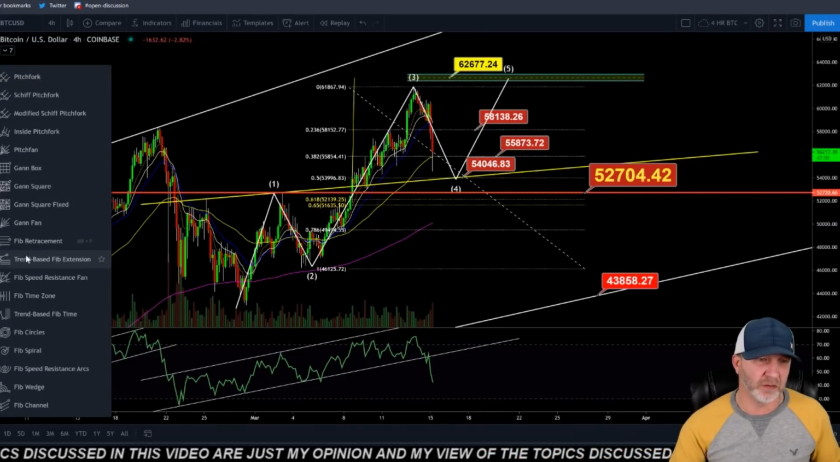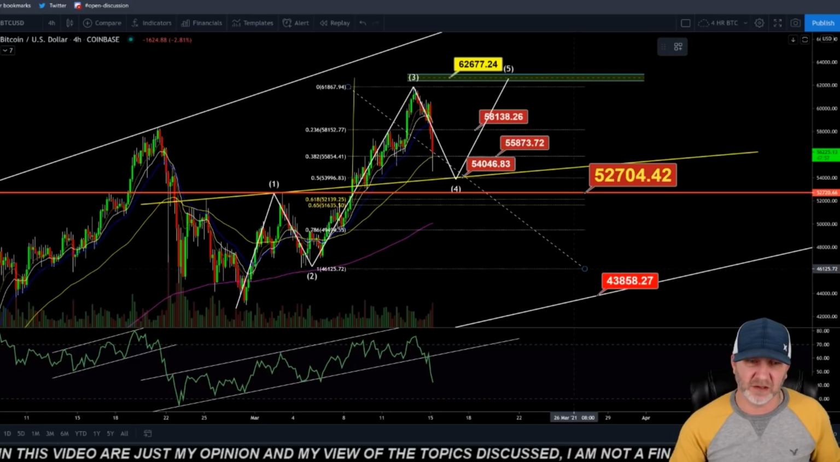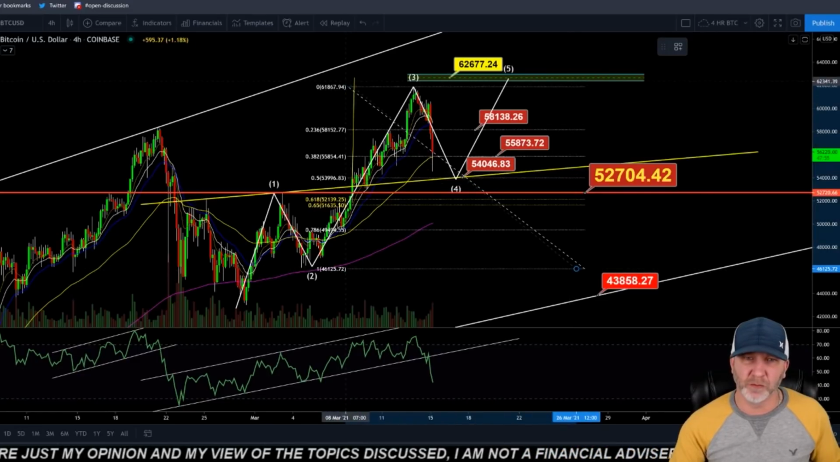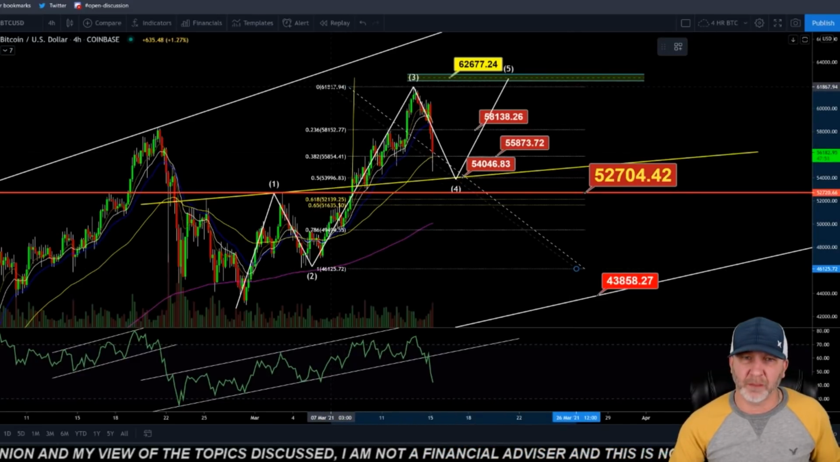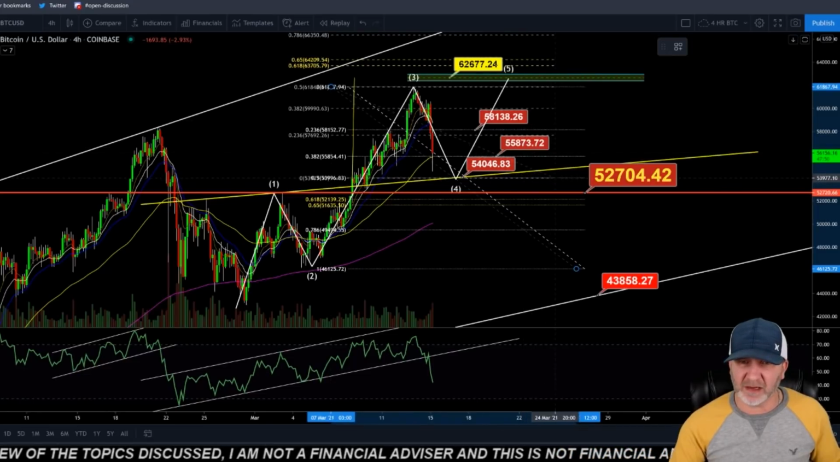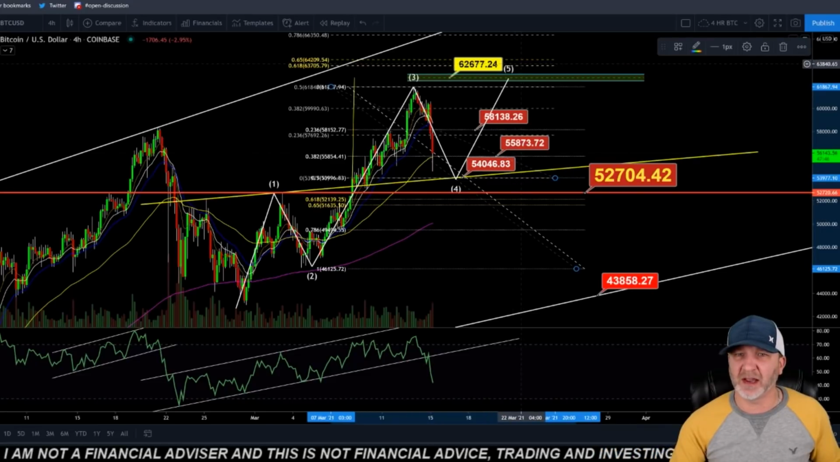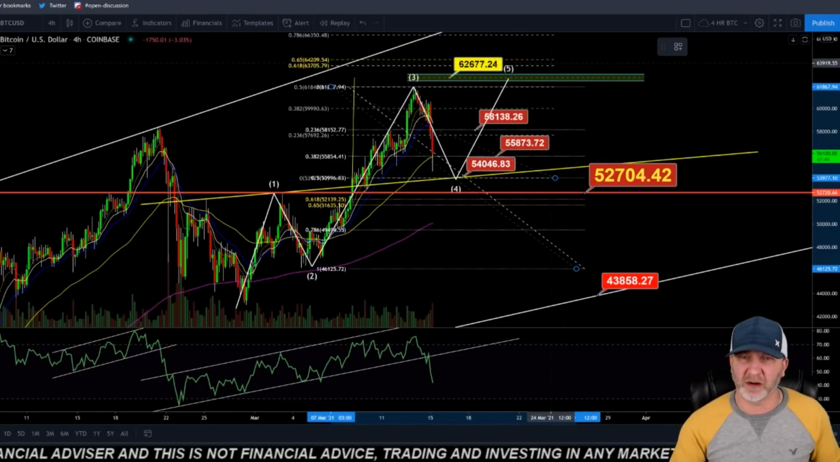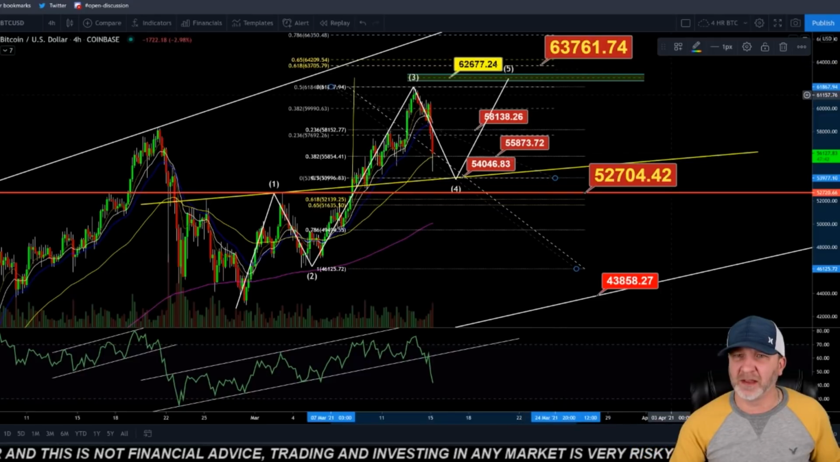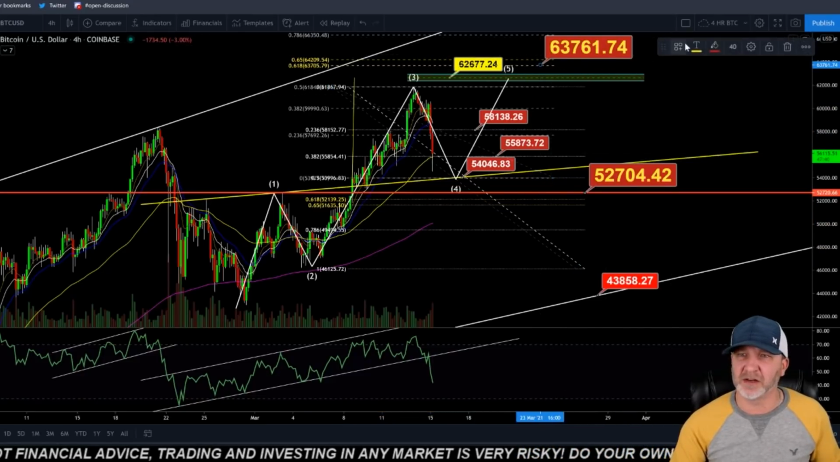And let's just do a fib extension from the bottom of wave 2 to the top of wave 3. And if we get down to that 54,000 range, we could actually get as high as, and I'm going to go ahead and put a target there too, somewhere in the 63.7 range. I'm going to make that green.